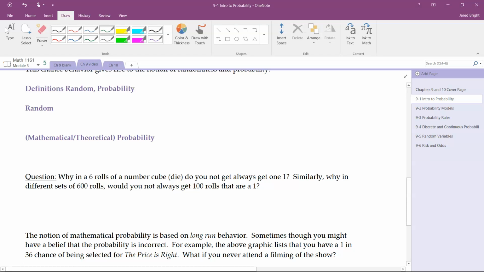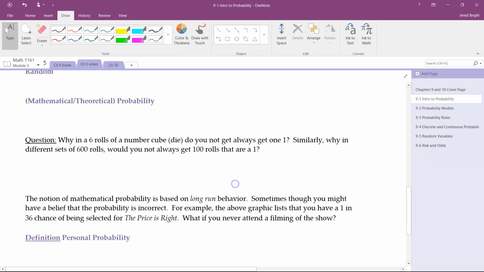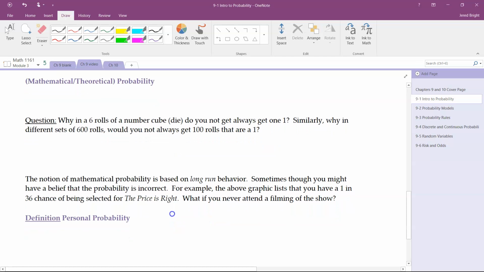Like we would need to see in the long term, the behavior in the long run. So as the number of rolls or repetitions of the experiment approaches infinity, then we would see this probability occur, okay? Or if we say the probability of getting a 1 on a die is 1 out of 6, then we would see that happen in a very long string, okay?